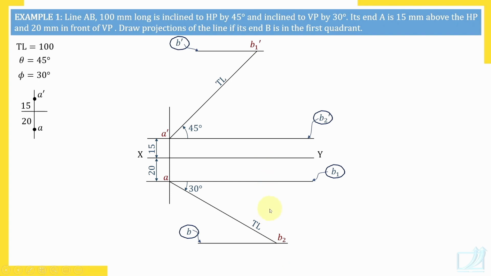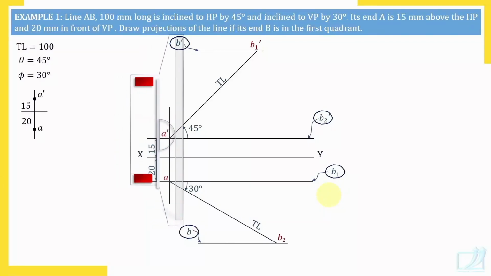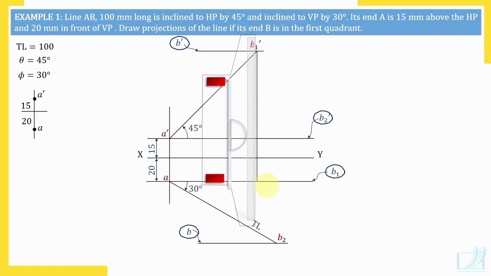Also, we should draw vertical lines through labeled points. Through A dash, a vertical line is already there. Now through B1 dash, a vertical line. But which other point is on this vertical line? Of course, two views of a point lie on the same projector. So if it is B1 dash, then on this vertical line there will be B1, the top view of the same point. So draw a vertical line through B1 dash, and here you will get B1. Now the correct position of B1 is known.